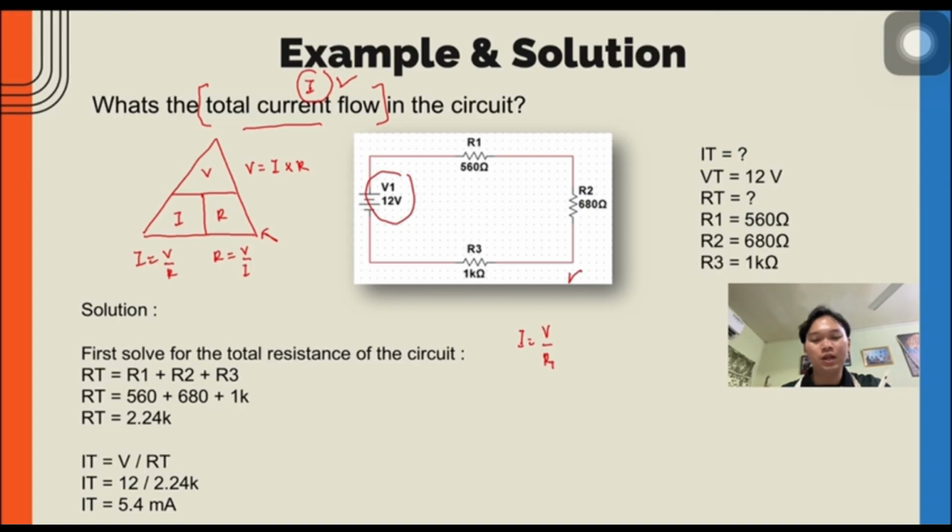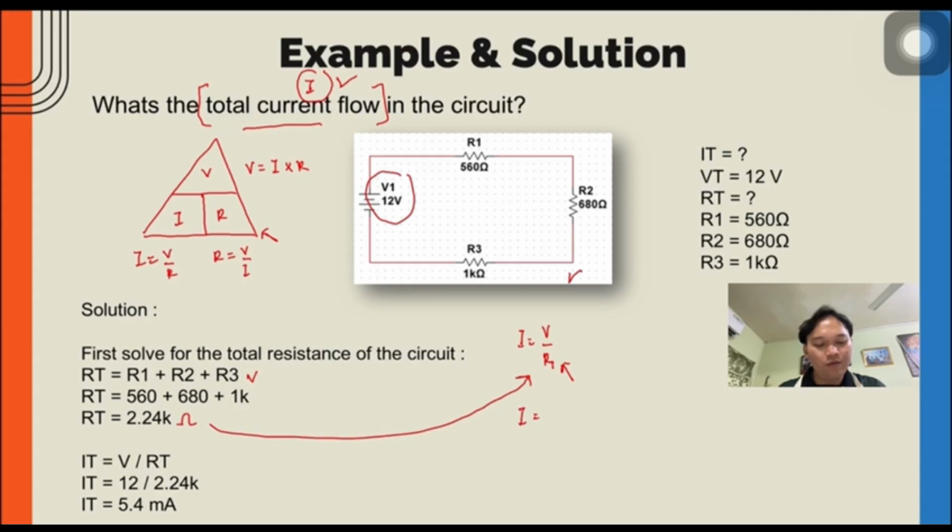For this question, we need to find the total current flow. For the total current flow, we need to find the R total for this circuit. So for R total, we know that R total is equal to R1 plus R2 and R3, and will be equal to 2.24 kilo ohms. And after we get the R total, we can directly find the total current flow for this circuit.